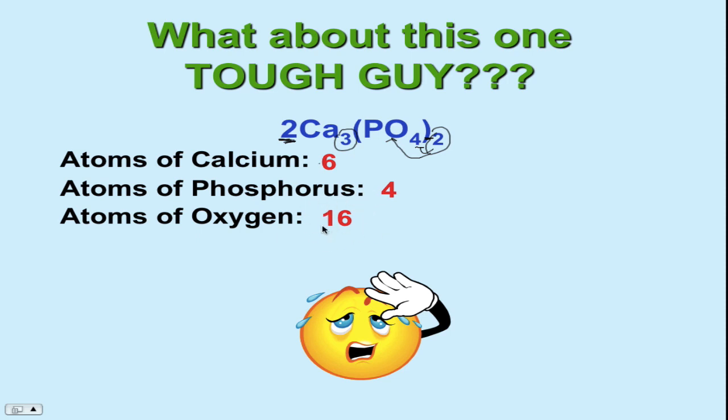So in class we're going to go through all of these different examples. We're going to go through the rules. Make sure you understand the rules, because this is going to be really important for understanding chemical equations and the law of conservation of mass as well.